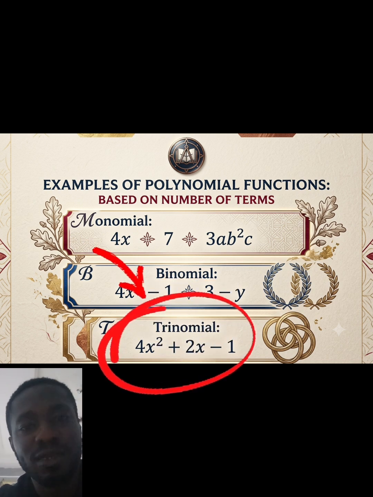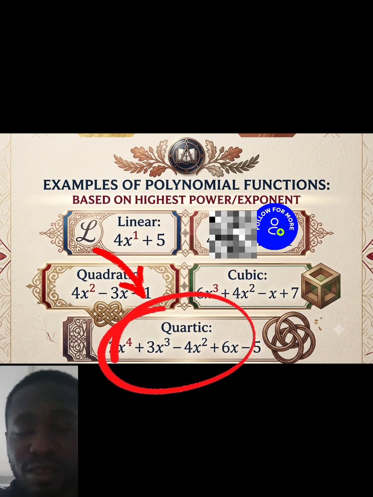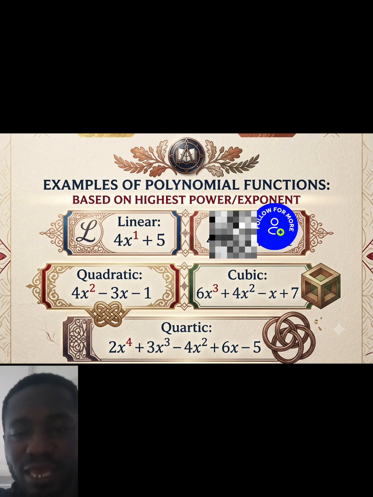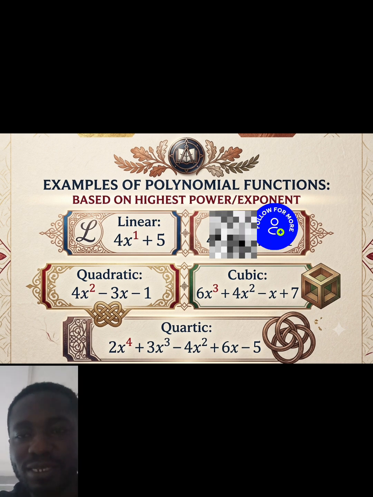Three terms are trinomial. But if it is determined by the exponent, then if it is raised to the power 1, we can term that function a linear function. If it is raised to the power 2, that means squared, then it is a quadratic function. If it is raised to the power 3, a cubic function.